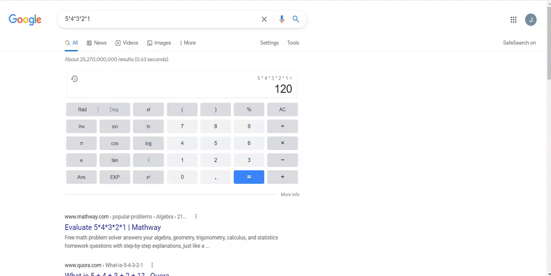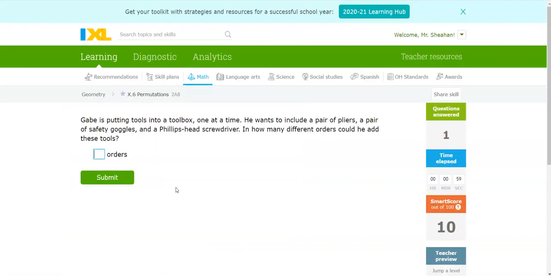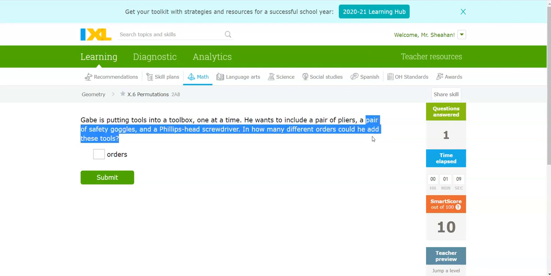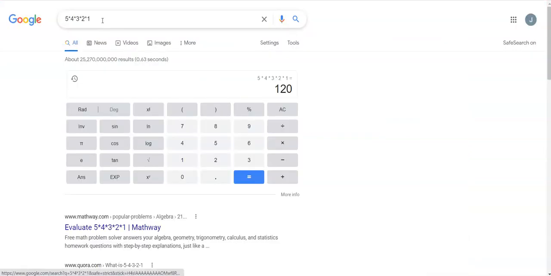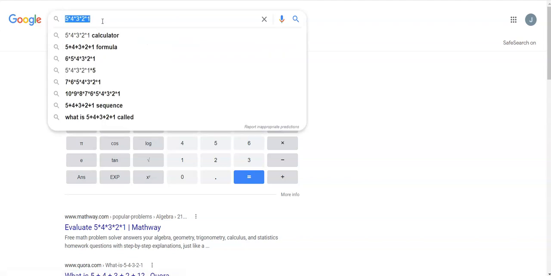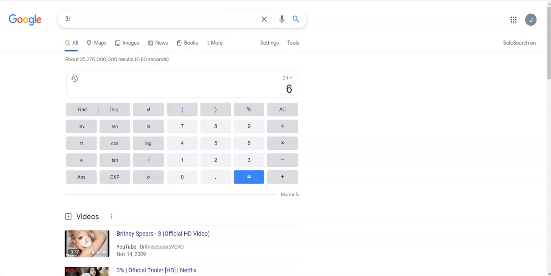So for these first few on here, you just need to basically count the number of items and use that number factorial, like this one. 1 is a pair of pliers, 2 pair of safety goggles, 3 is a screwdriver. So we have 3 items that we need to order. So 3 factorial, 6.